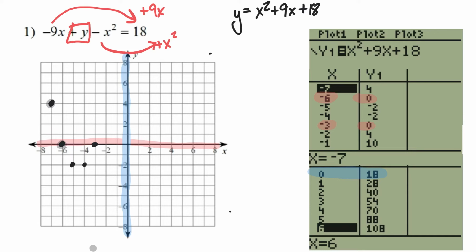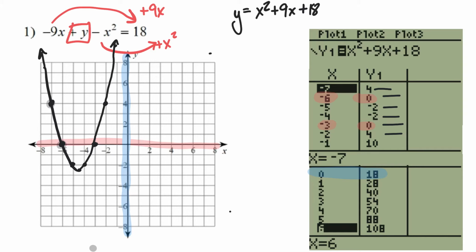And then what I want you to notice as well is the symmetry that we have going on here. And we have a point at -1, 10, which is off the screen. Notice the symmetry that we have on this thing. We have the 4s matching. We have the 0s matching. We have the -2s matching. All parabolas have this symmetry. So what we have here is when we graph this thing, a parabola that's going to curve like this, and then eventually it's going to cross at 0, 18.